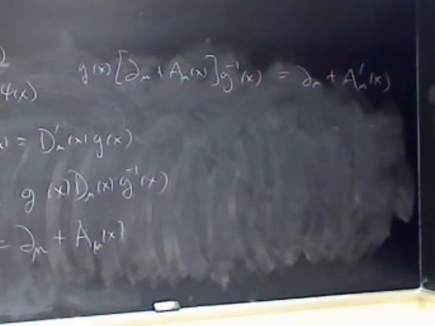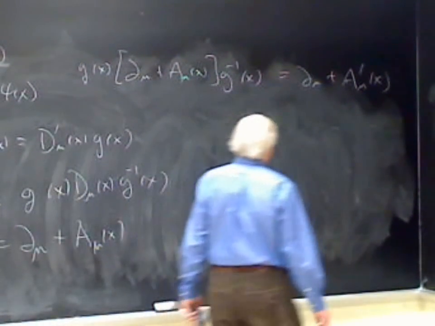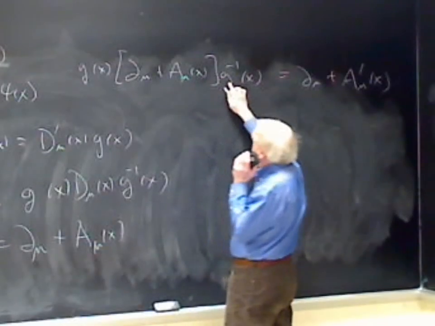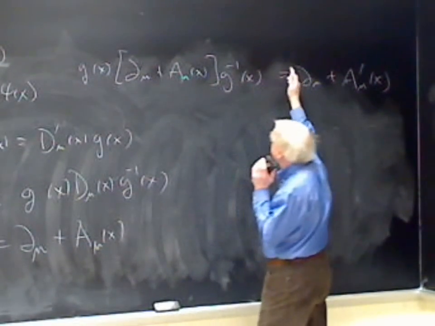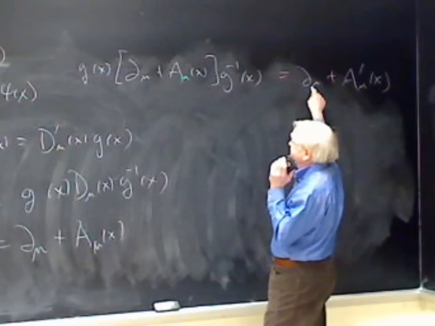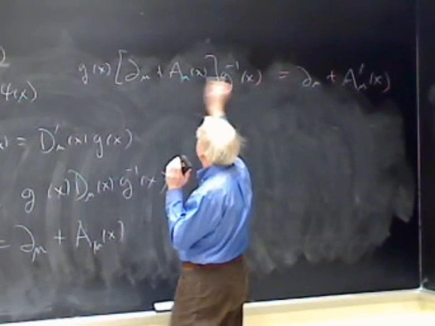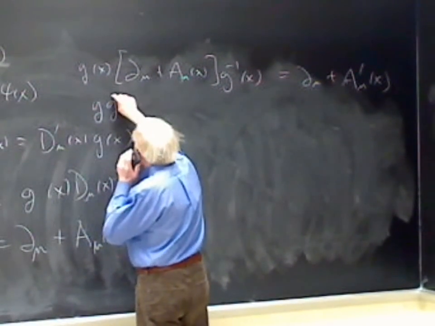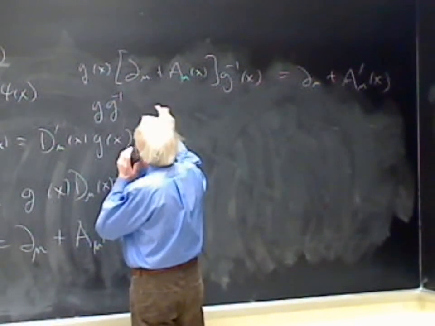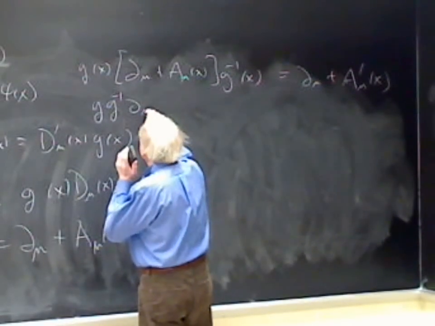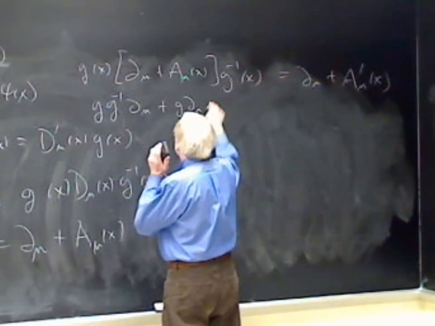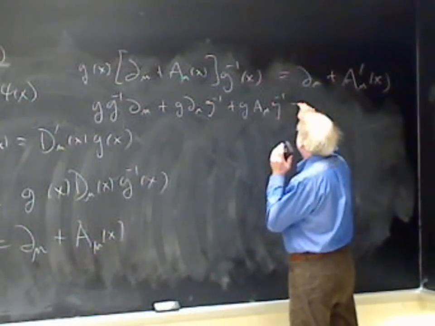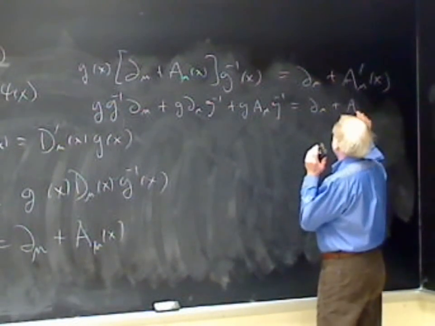Okay, so that's the equation. And we can see that this derivative here can act on g inverse, or it can stay a live derivative, in which case it cancels this because it's multiplied by g inverse. In other words, suppressing the x, we have g inverse D mu plus D mu g inverse plus g A mu g inverse equals D mu plus A mu prime.